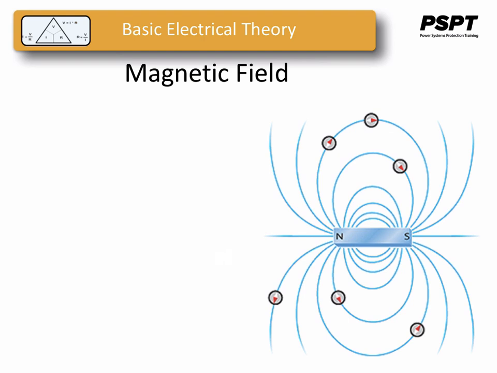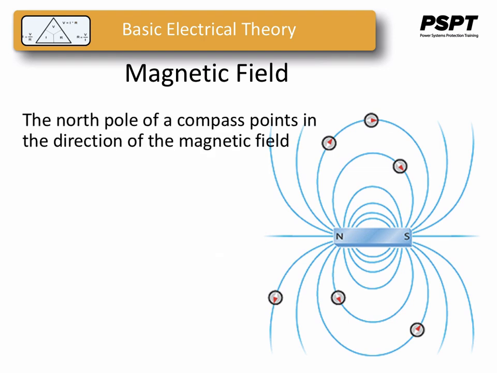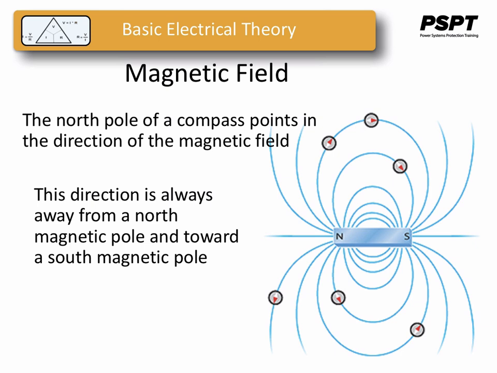If we were to place a compass close to a bar magnet, you would find that the north pole of the compass points in the direction of the magnetic field. This direction is always away from the north magnetic pole towards the south magnetic pole.